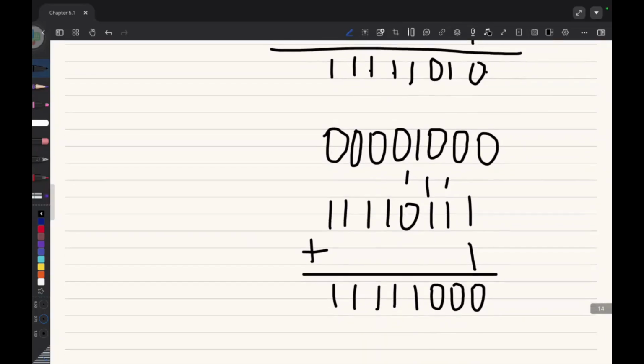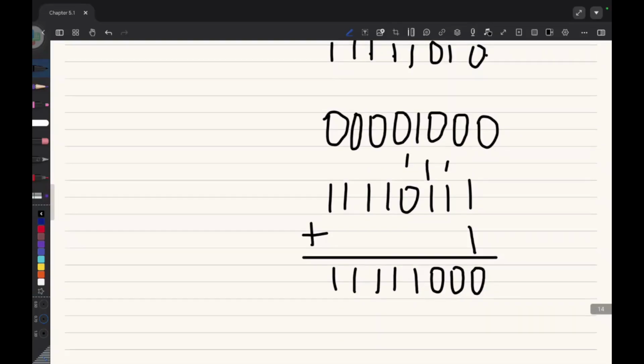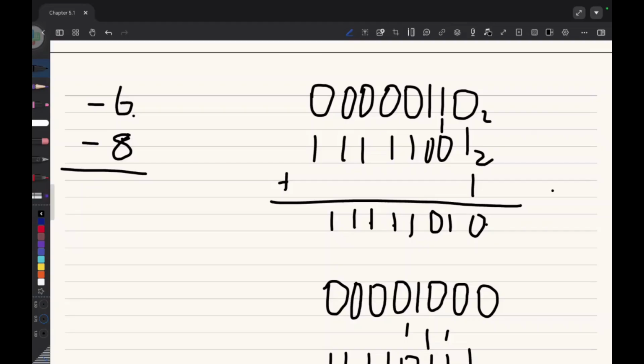Okay. Now when we add these two, we take the first one. We have 1 1 1 1 1 0 1 0. Well, this is actually equal to negative 14. Okay.